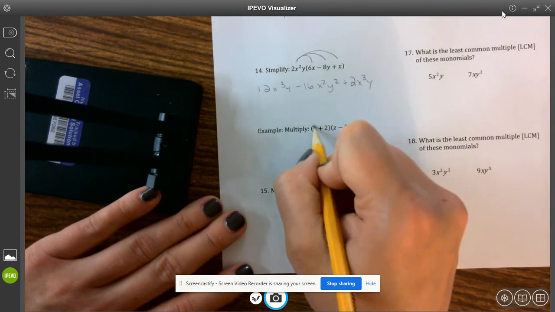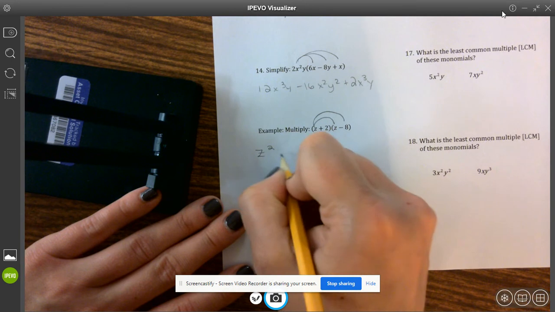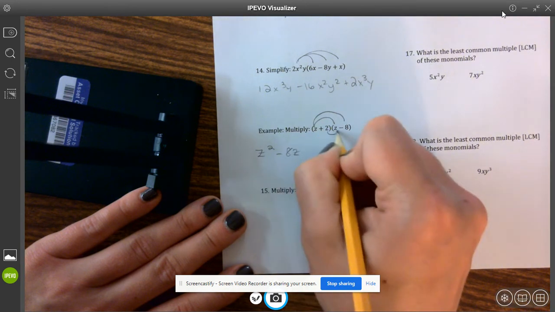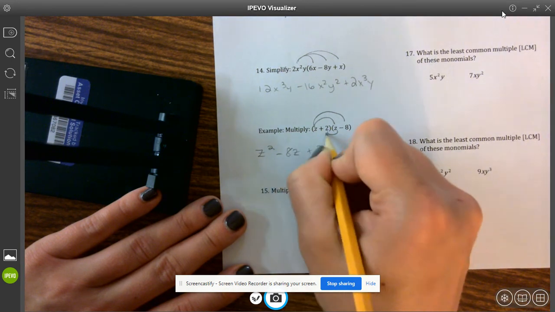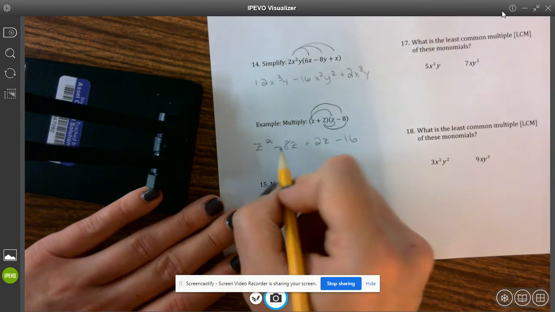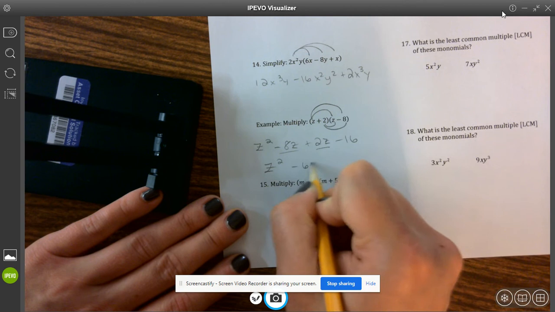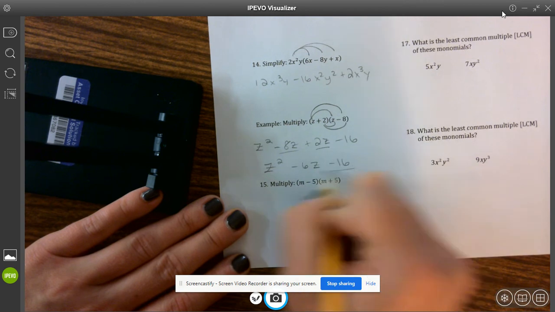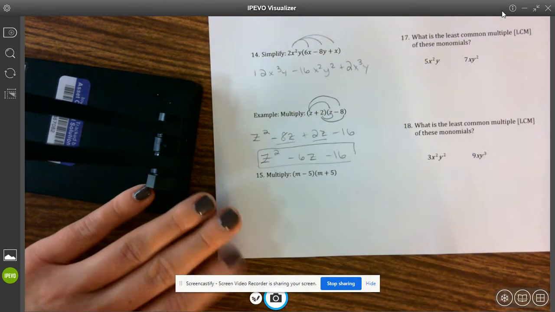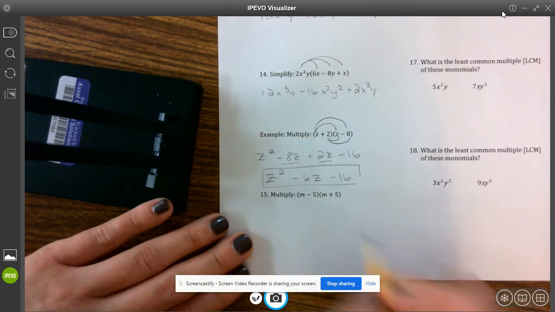Here, we're going to FOIL. First, outer, inner, last. That's just distribution, double distribution. So there's no other z squareds. There's a z and a z, which is a negative 6z and a negative 16. All right, I want you to pause the video and try 15 and 16 on your own.